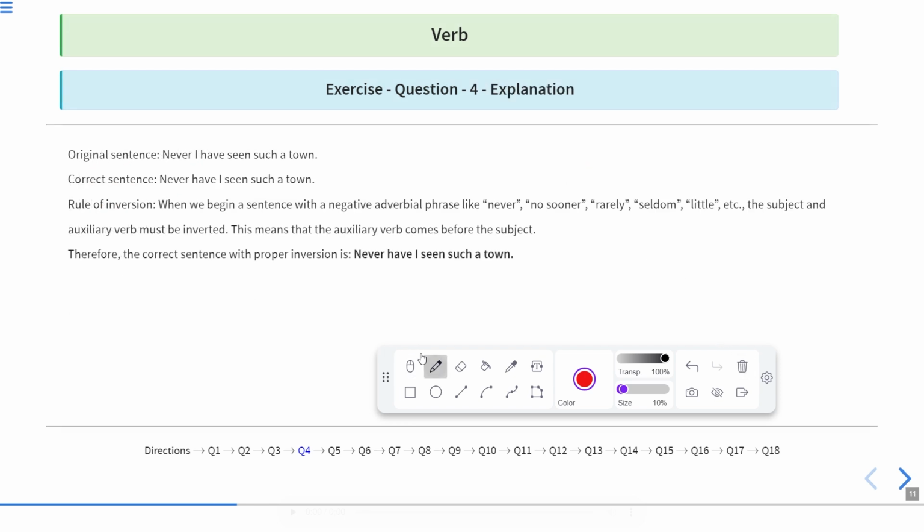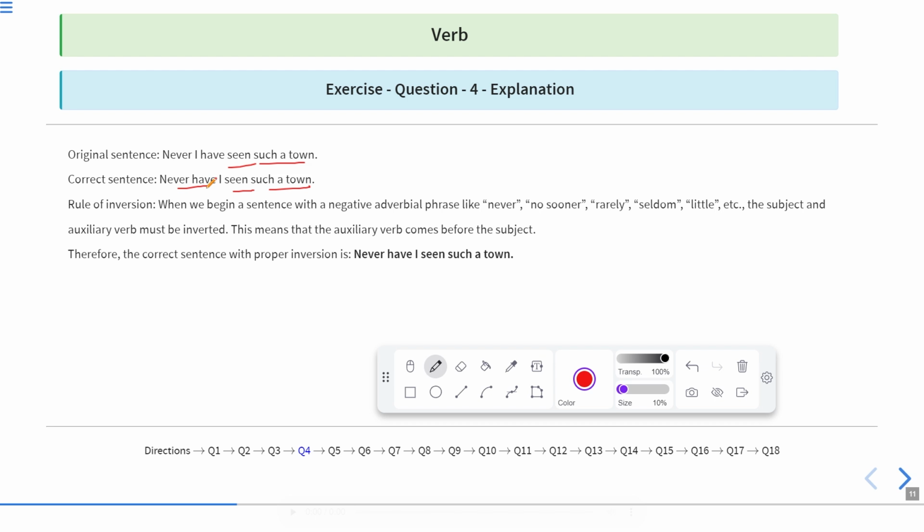Original sentence is, never I have seen such a town. Correct sentence, never have I seen such a town. Okay, so never I have seen such a town should be replaced with the sentence, never have I seen such a town. It means I have never seen such a town. Okay, so here the style of saying is that the person is emphasizing on the sentence that never ever he has seen such a town.